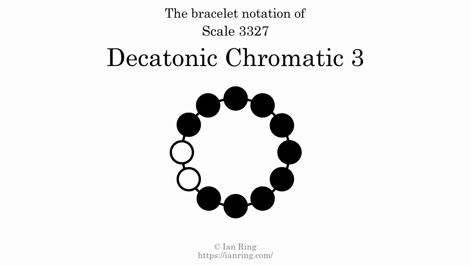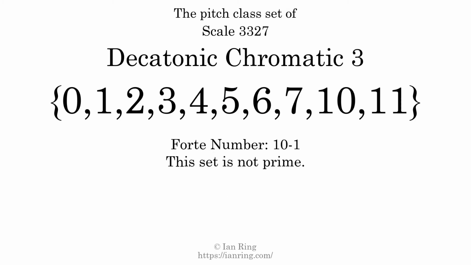This is a bracelet notation diagram of scale 3327. The shaded circles represent tones that appear in the scale, and they are read clockwise, starting at the top. The pitch class set for this scale is 0, 1, 2, 3, 4, 5, 6, 7, 10, 11. The Forte class is 10-1. This set is not prime.